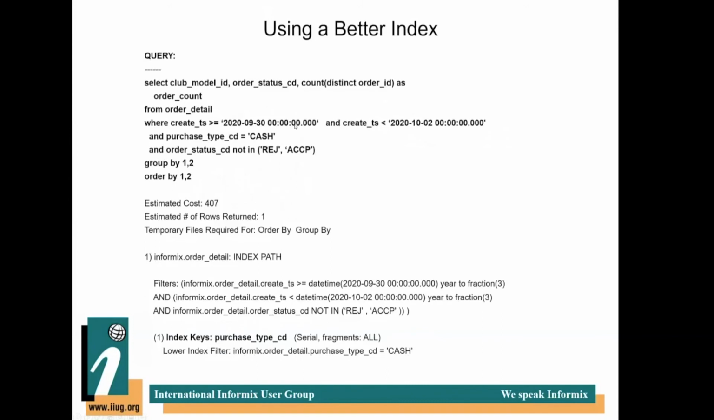Here's again another query using a better index. So in this case, we're selecting from the order detail, where again, the date range, its query looks good. When we're looking at the data, it's using a filter. So it's going after the purchase types code, again, which has a large number of rows in the table for that column.